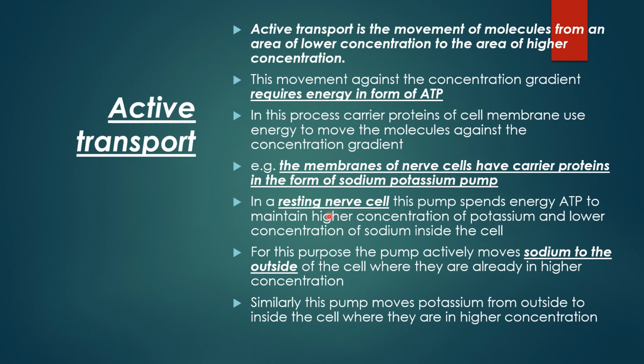In a resting nerve cell, this pump uses energy, ATP, to maintain a higher concentration of potassium and a lower concentration of sodium inside the cell. For this purpose, the pump actively moves sodium to the outside of the cell where it is already in higher concentration. Similarly, this pump moves potassium from outside to inside the cell where it is in higher concentration.